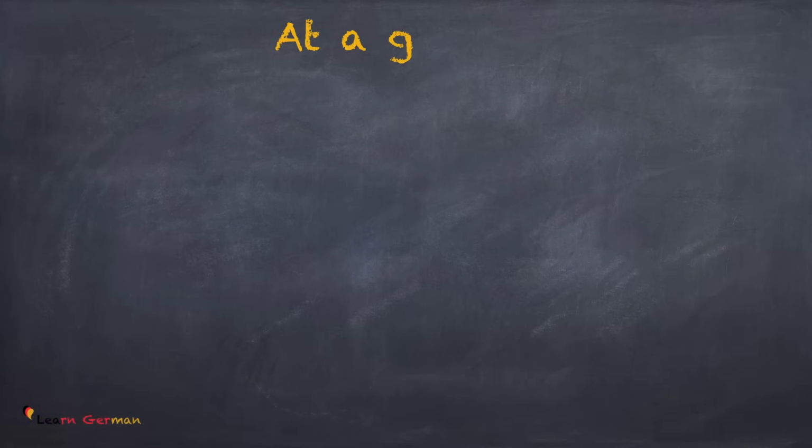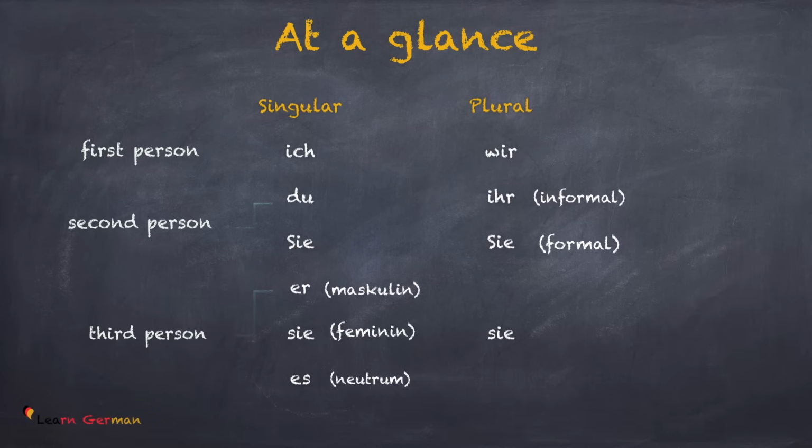Now let's summarize the personal pronouns we have just learned. Do remember, pronouns can either be in the first, second, or the third person. They can be in singular or in plural. In first person singular, you would use ich. That means, when talking about yourself, you would use ich. Whereas in plural, you would use wir. That means, when you talk about you and your family, or you and your friends or colleagues, then you can use wir.